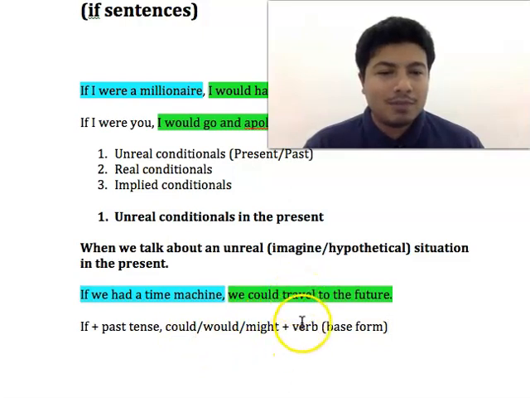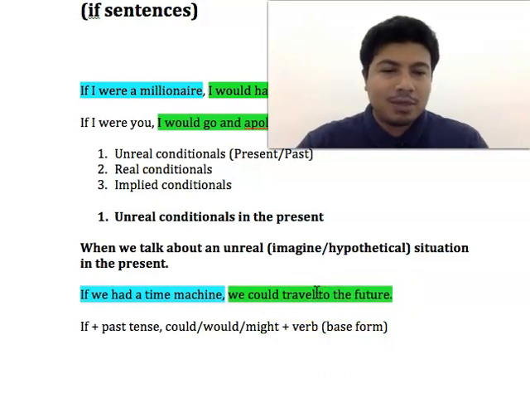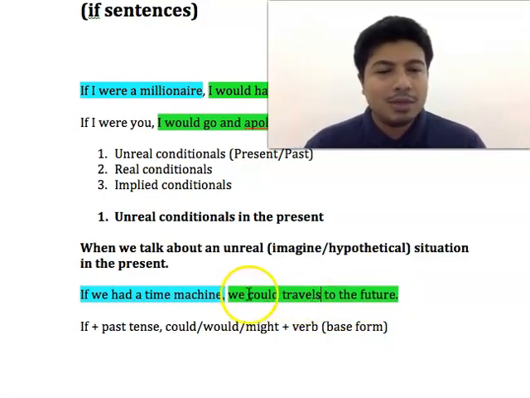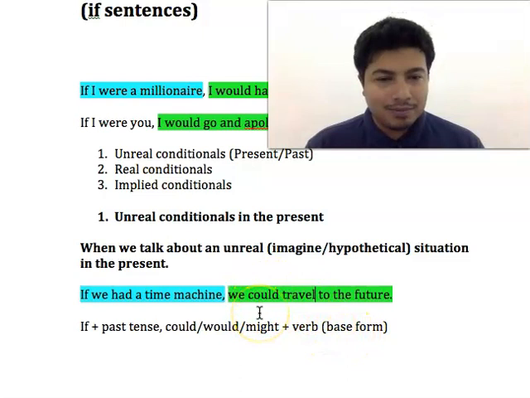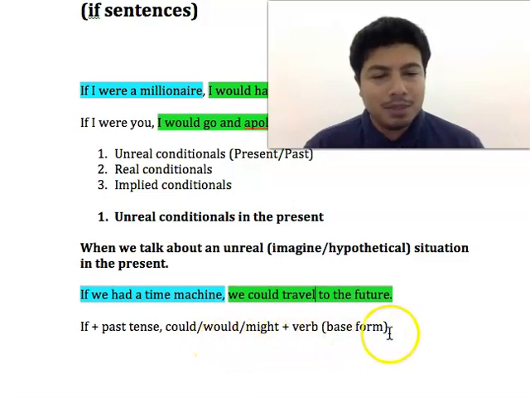That is the verb in the base form. So you cannot say traveled, past tense, or travels, although it is singular here. So it is in the base form because it follows a modal. So that is the rule. Unreal conditional in the present, this is the rule. If plus the verb should be in the past tense, and then the next clause would be could, would, or might, modal plus verb in the base form.